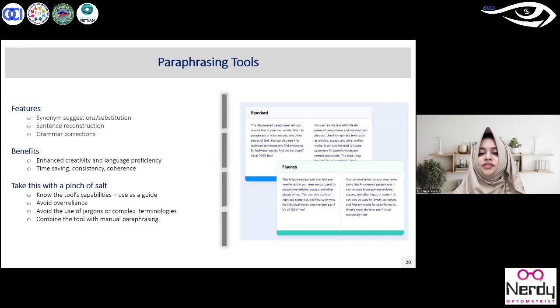In recent days, you would have come across AI powered paraphrasing tools. They're available to quickly reword text by replacing certain words with synonyms or reconstructing the entire sentences. This is a very good support, but should be used as a guide, not as a complete substitute in your writing journey. So please remember to use the tools wisely combined with manual efforts.